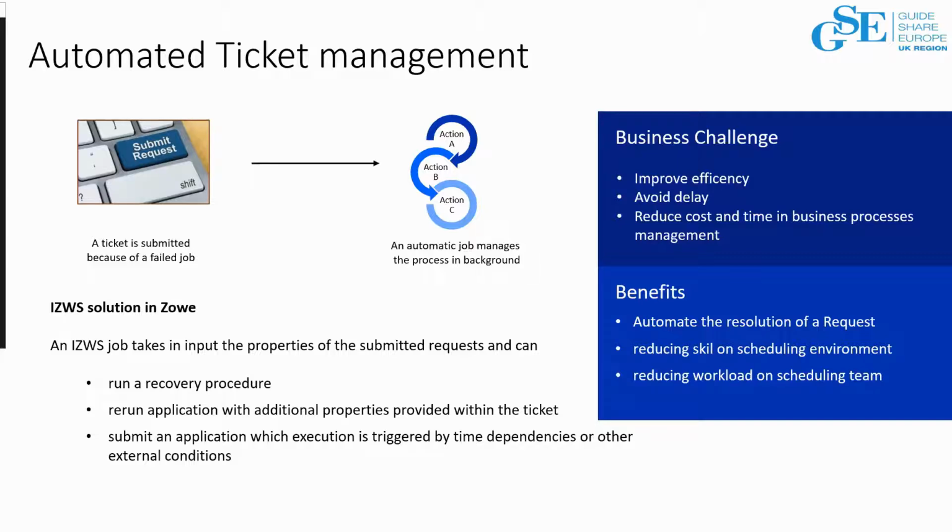So basically, what are the business challenges for this scenario? Most companies want to avoid delay and improve efficiency in processing business failure, since delays are one of the biggest causes of poor performance. If a company is able to do this, then it can reduce costs and time when managing business processes. By automating the resolution of a ticket with IZWS Zowe CLI, you can for sure reduce the skill needed on the scheduling solution, meaning that you don't need specific mainframe skill, and you don't need deep IZWS knowledge. And this will reduce as a consequence the workload on the scheduling team.